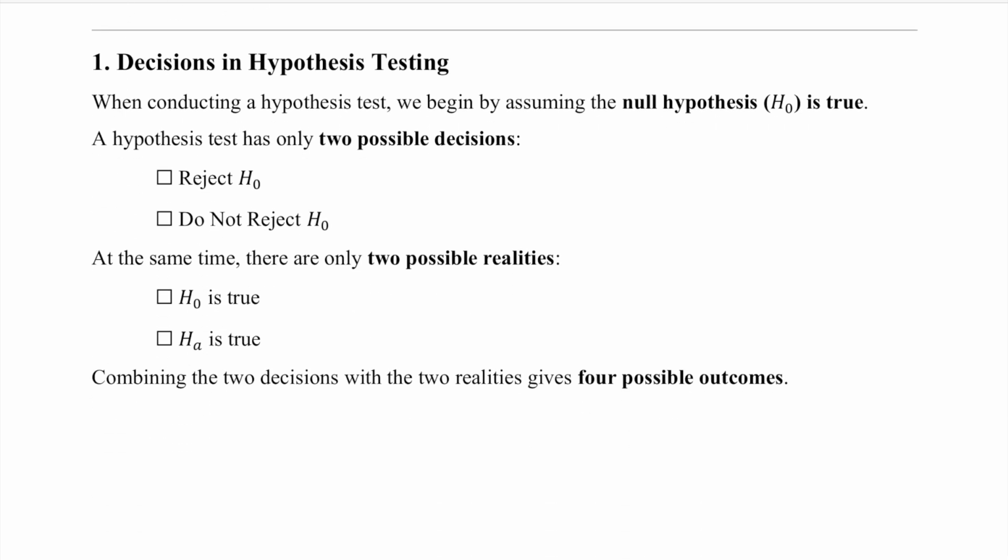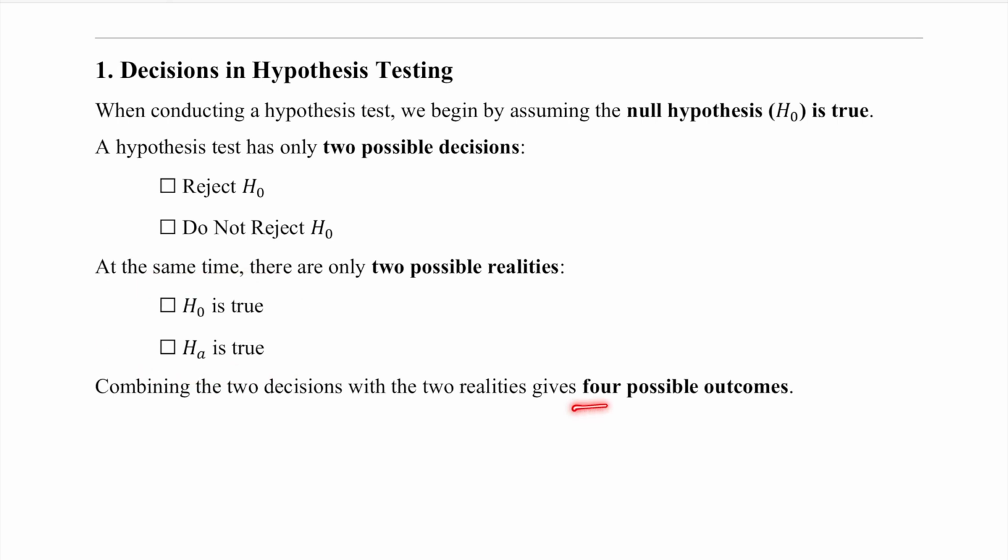In every hypothesis test, we make one of 2 decisions, either reject H0 or do not reject H0. At the same time, there are 2 possible realities. Either H0 is true or HA is true. Combining the 2 decisions with the 2 realities gives us 4 possible outcomes.